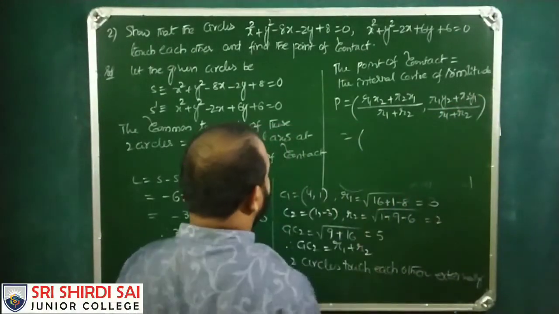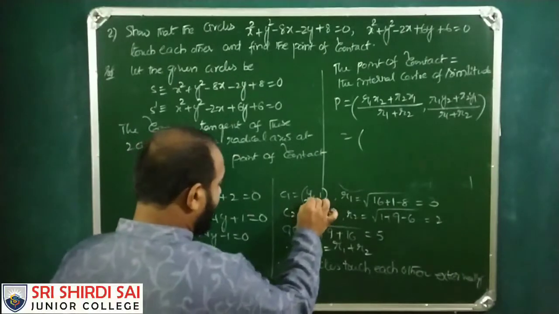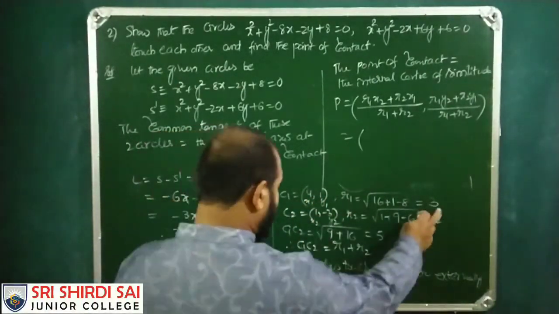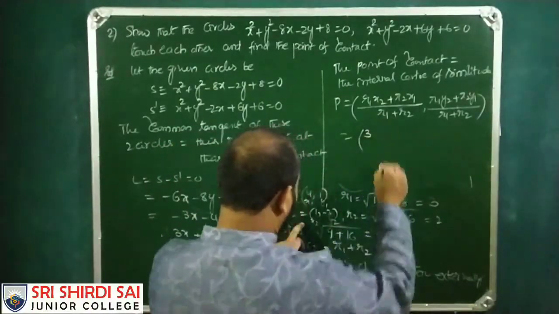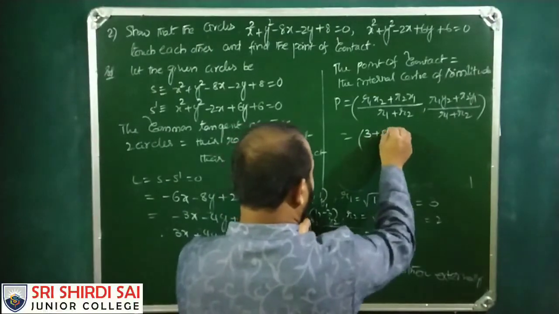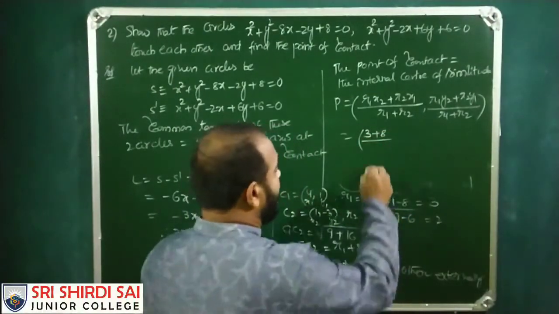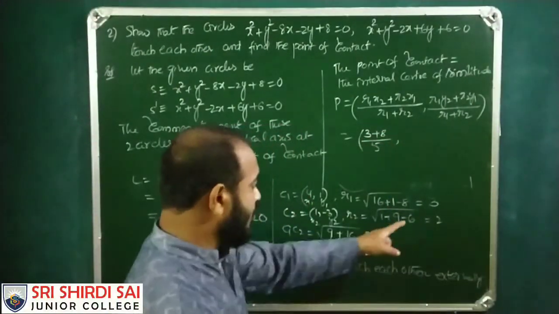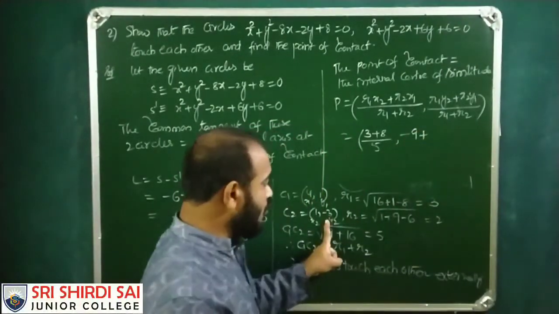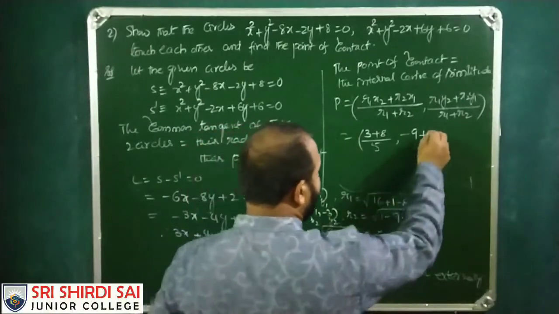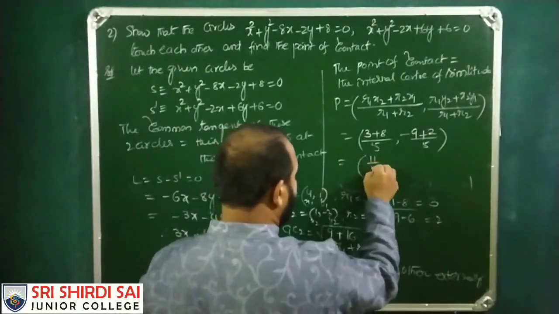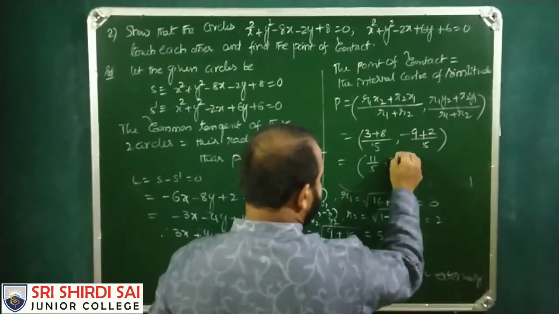That is equal to R1x2. This is (x1, y1) and this is (x2, y2). R1x2: 3 into 1 is 3, plus R2x1: 2 into 4 is 8, by R1 plus R2, 3 plus 2, 5. R1y2: 3 into minus 3 is minus 9, plus R2y1: 2 into 1 is 2, by R1 plus R2, which is 5. So this is 11 by 5 comma minus 7 by 5.